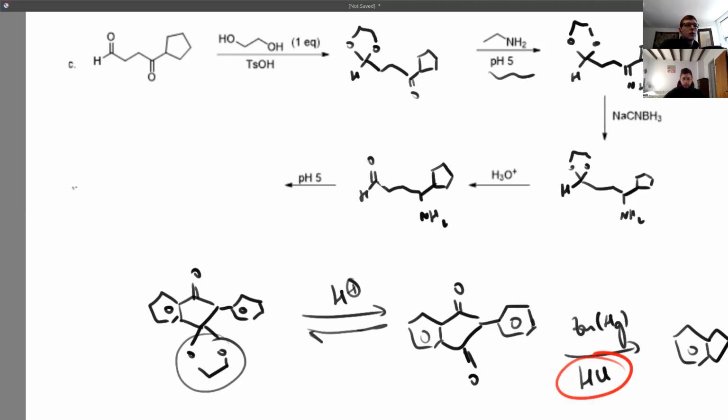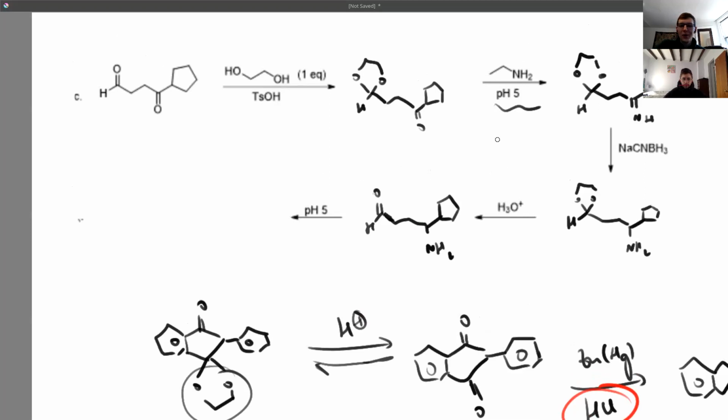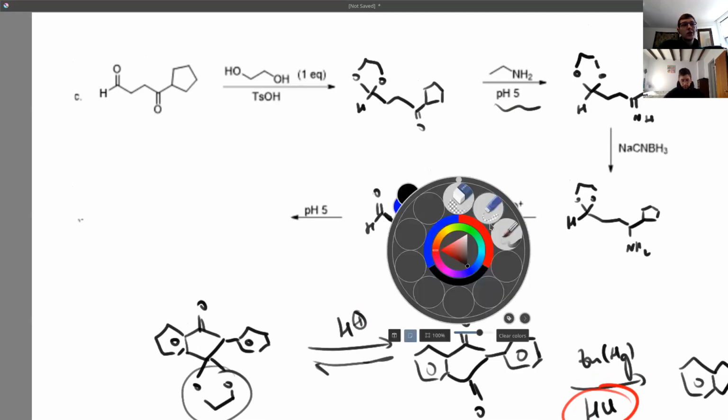Would we make an imine? Yes. It would be intramolecular, right? Because you have both of them on that chain. Yeah, exactly. And one way that you might realize that is that earlier it said pH 5 when we were making an imine, right? So if it says pH 5 again, it's like the same step. So yes, we're going to make an intramolecular imine.